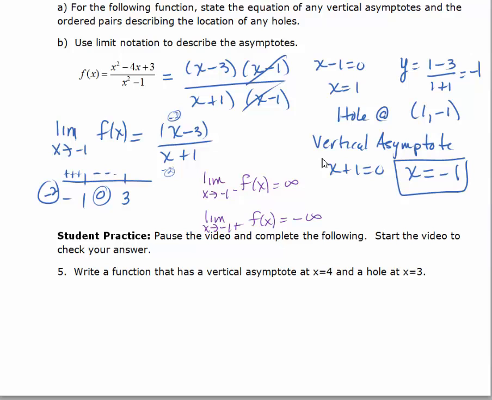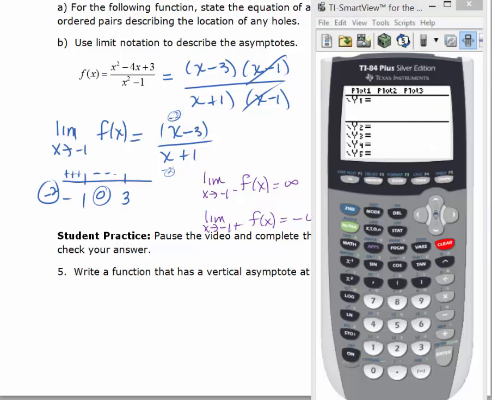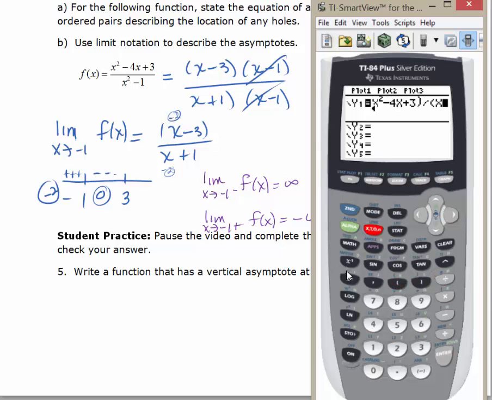So let's just confirm this on our calculator. We'll put the original function in for y1, x squared minus 4x plus 3 in parentheses, then divide by the denominator also in parentheses, x squared minus 1, close the parentheses. I'll do a zoom 6 since my asymptotes really happen between negative 10 and 10.